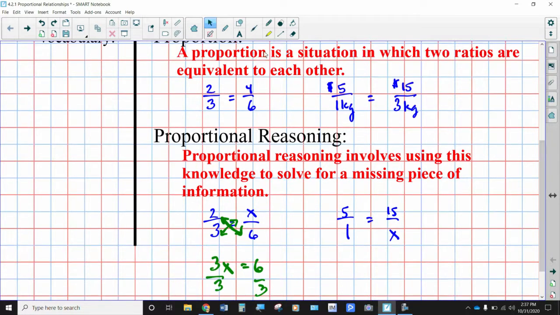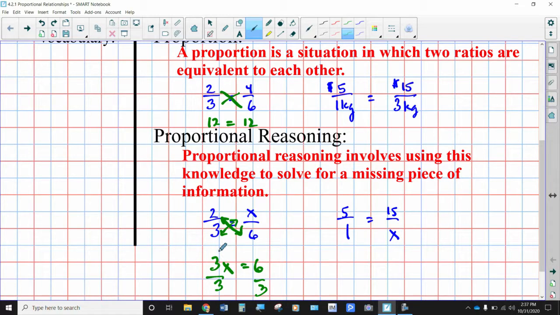This is something that at first glance, you maybe don't notice: two fractions that are equivalent to each other. But look what happens when you cross multiply. 2 times 6 is 12, and 3 times 4 is 12. So the cross products, anytime you've got equivalent fractions, are always going to be equal to each other.